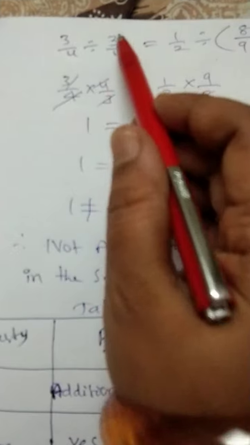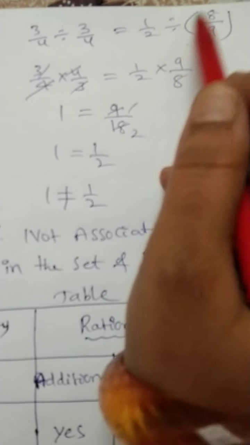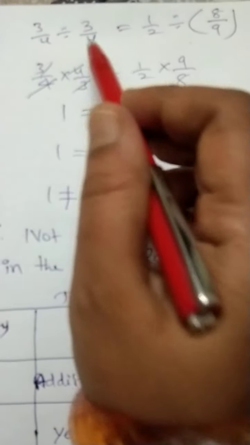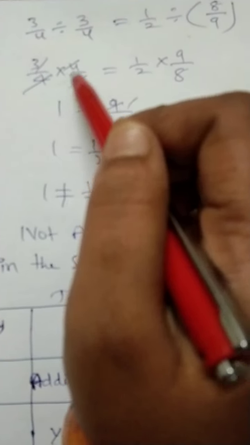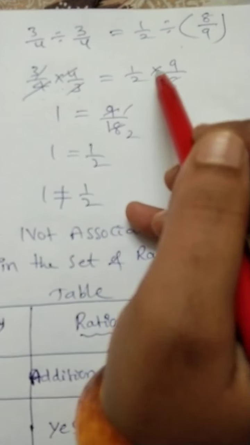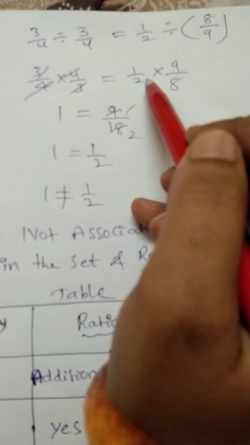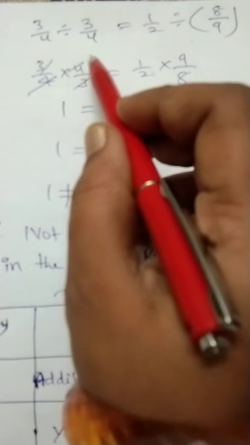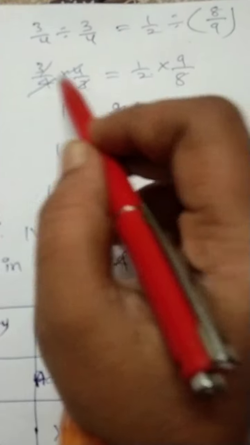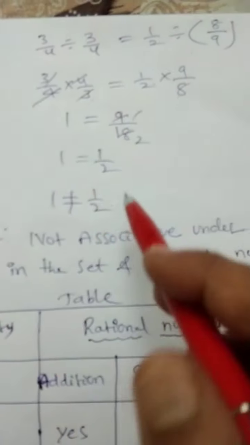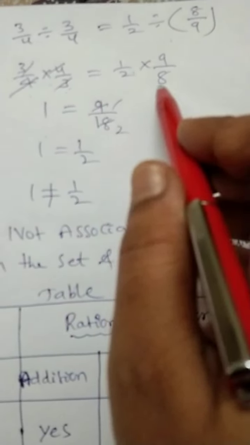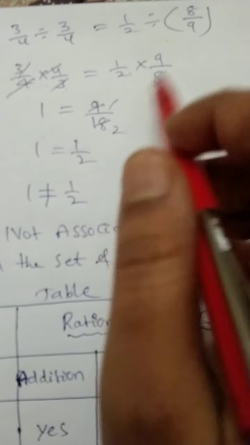Next step, here 3 by 4 divided by 3 by 4 is equal to 1 by 2 divided by 8 by 9. Now 3 by 4 into the reciprocal. Why? Because we are changing the symbol, so 4 by 3 will come, is equal to 1 by 2 into, here also we are changing the symbol, so 9 by 8 will come. Now we have to take the cancellation. 4 1s are 4, 3 1s are 3. When numerator and denominator values are the same, we can do the cancellation. 1 is equal to 9 by 18.